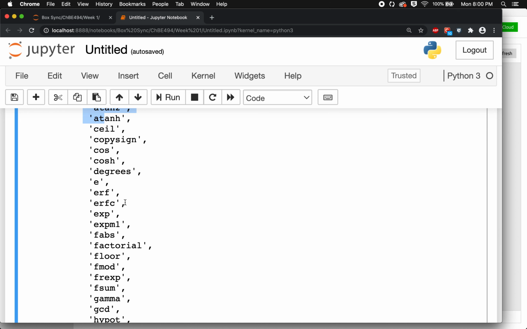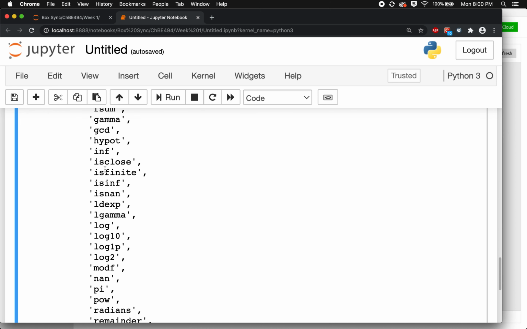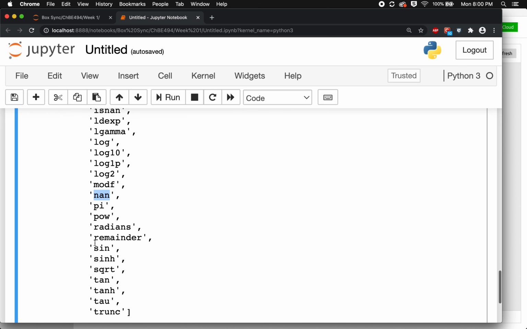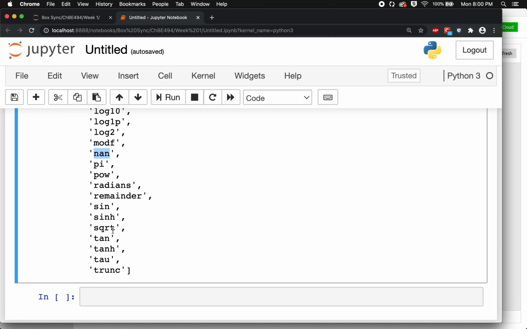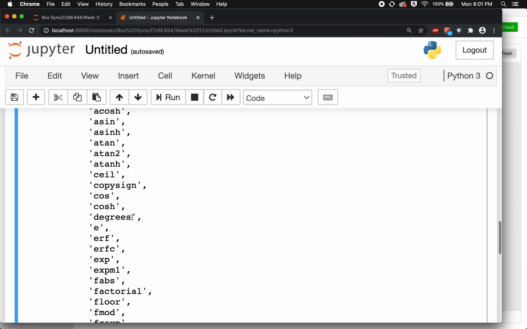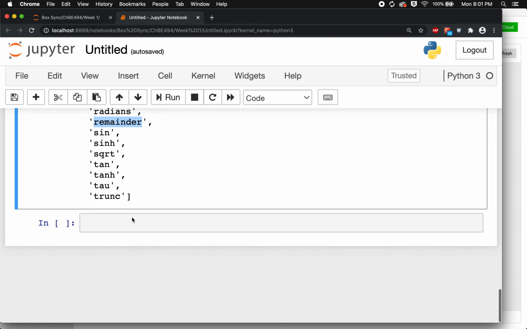You see the error function, complementary error function. We have infinity, for when we want to test something infinite, and we have pi. We'll talk later about nans, which are not a number. Square root. I don't actually know what remainder does off the top of my head. It's probably like the mod operator. I think radians converts to different things. We'll use a different library later, which I know a lot better, which is the NumPy library.